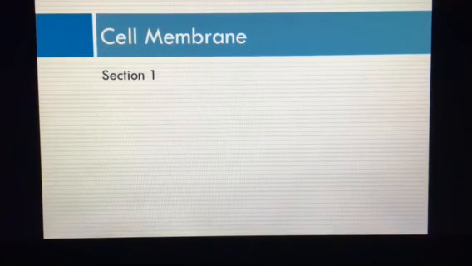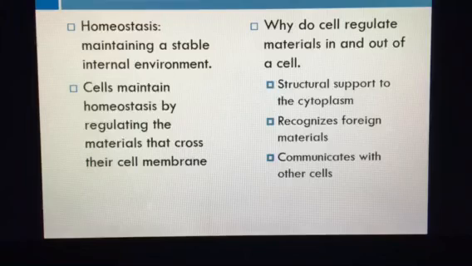So the cell membrane is really important for regulating homeostasis. Homeostasis is maintaining a stable internal environment. So why would we need to regulate or maintain homeostasis? I'd like for you to pause the video right now and in your groups think of 3 reasons why you would need to maintain homeostasis within a cell.